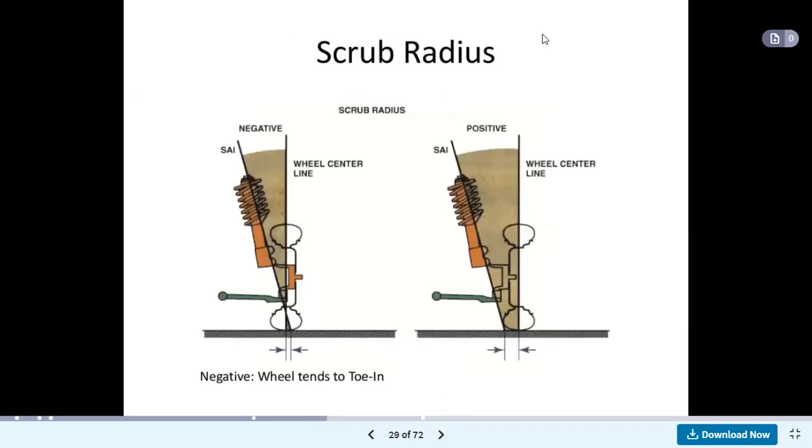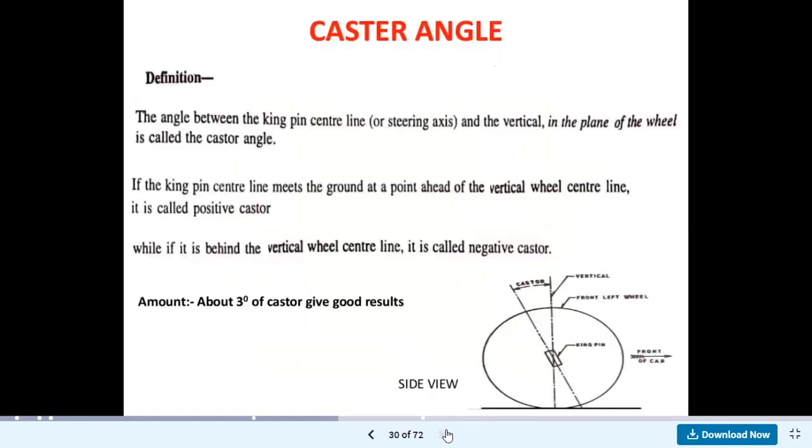Scrub radius. So this is the wheel center line, negative SAI, and the wheel tends to toe in, and this is the wheel center line, and positive SAI, and the wheel tends to toe out.